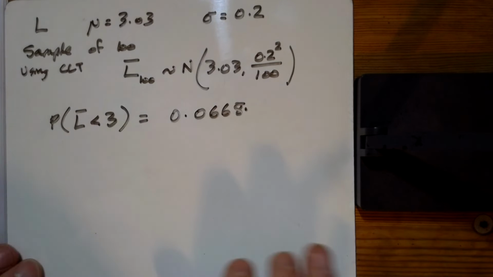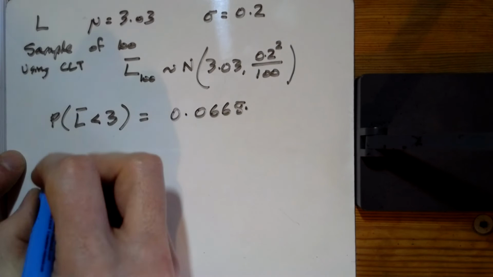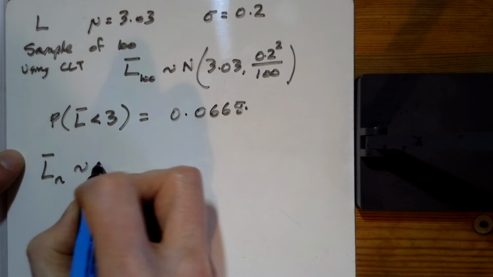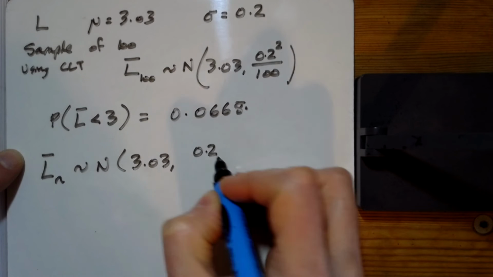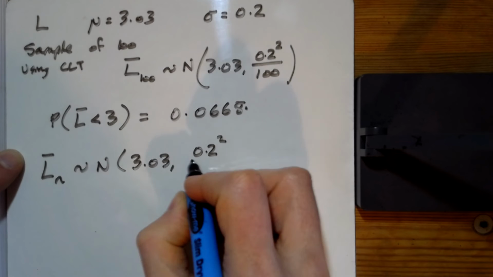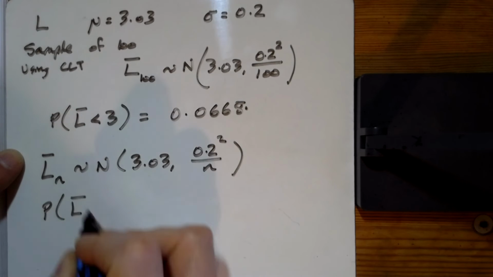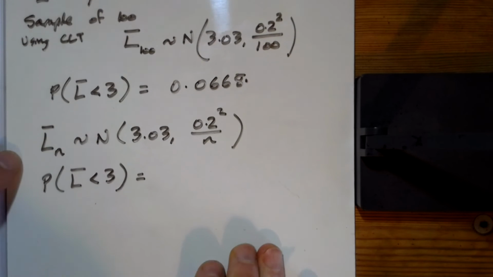Going on to part B then, a second sample is taken. The probability that the sample mean is less than 3 needs to be less than 1%. Find the minimum sample size required. So this time we're going with an n. The mean of n of them is normally distributed with a mean of 3.03 and a variance of 0.2 squared divided by n. The probability that the mean is now less than 3. Okay, so we have to do this old style.